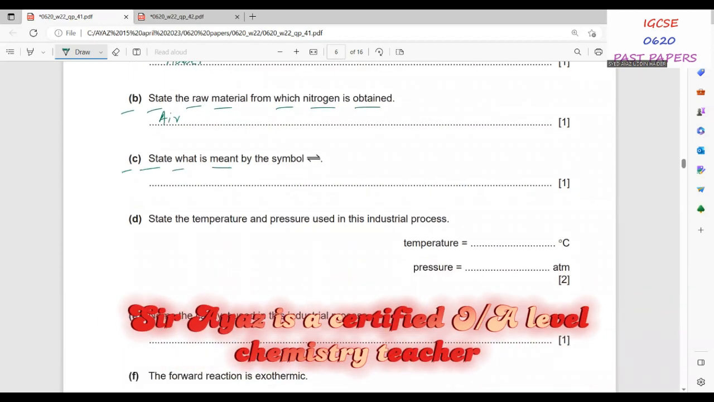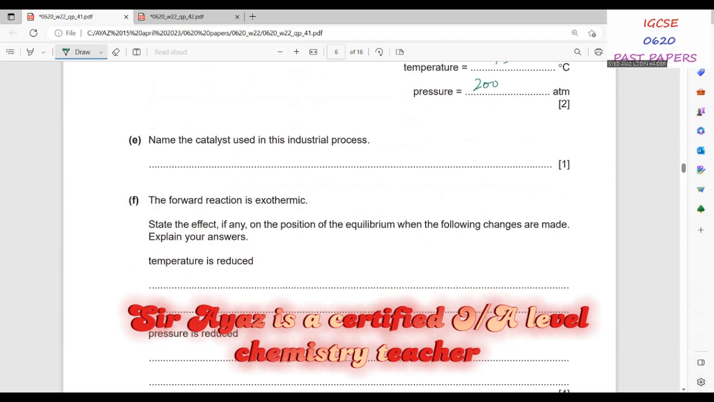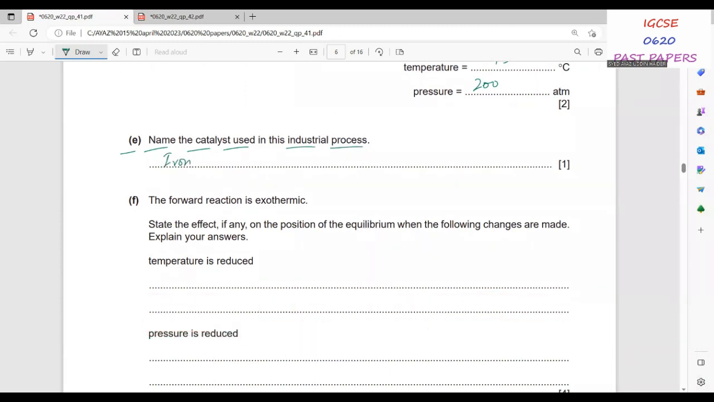C, state what is meant by the symbol. This is the sign of reversible. D, state the temperature and pressure used in this industrial process. The temperature used is 450 degrees centigrade and the pressure will be 200 atm. E, name the catalyst used in this industrial process. The catalyst is iron. You're also allowed to write the symbol for iron, Fe.